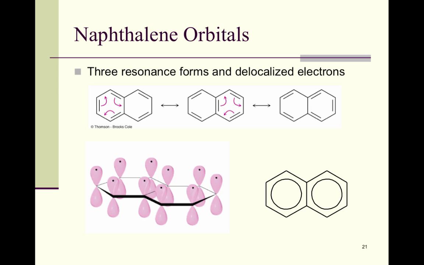Here's 3 resonance structures of naphthalene. One of the things we've learned about resonance structures is the more resonance structures it has, the more stable it is. So we have 3 resonance structures. This is an extremely stable compound. And you can see here that we have a drawing showing the pi orbitals, and we also have a drawing showing the aromatic circles.